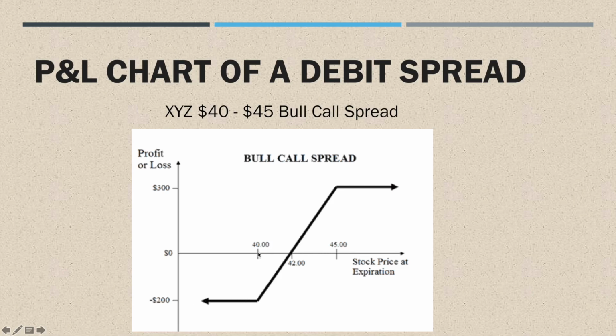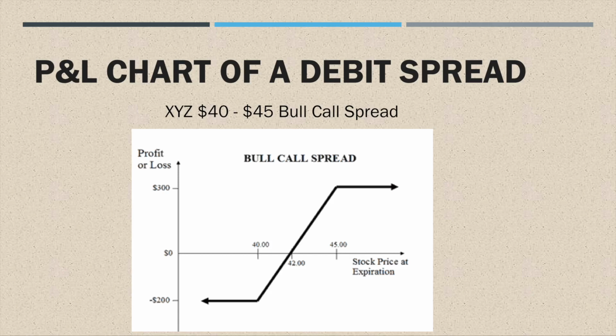But if it starts going up above 40, at 40, if it expires at 42, since you paid $200, that's your break even. You don't make any money, you don't lose any money. But once it starts going above 42, that's when you start making money. So as it goes towards 45, you keep making money, and then it's capped off at 300. So that's your P&L chart of a bull call spread.